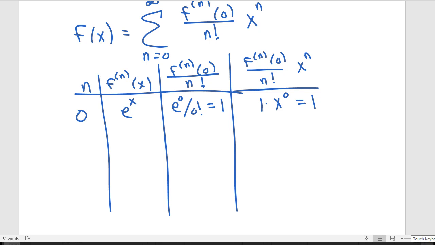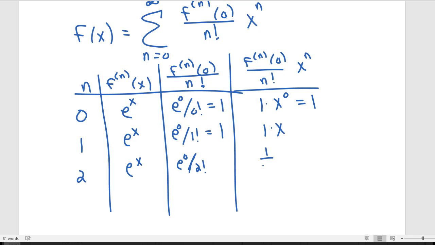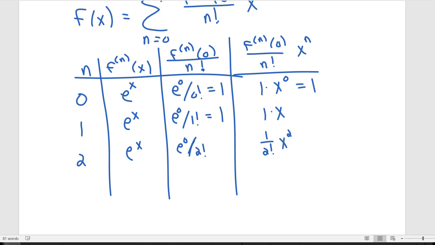The first term is 1. Now when I plug in n equals 1, I want the first derivative. The first derivative of e to the x is e to the x. I plug 0 into that and divide by 1 factorial, so that's 1 over 1 factorial, which is 1. So I get 1 times x as my term. Then for n equals 2, I take the derivative of the first derivative, which is e to the x, so I get e to the 0 over 2 factorial. That gives 1 over 2 factorial times x squared. There's my next term.